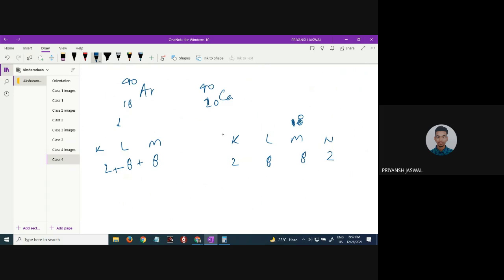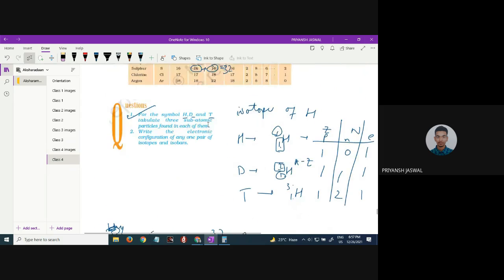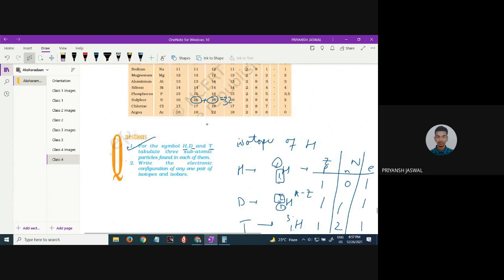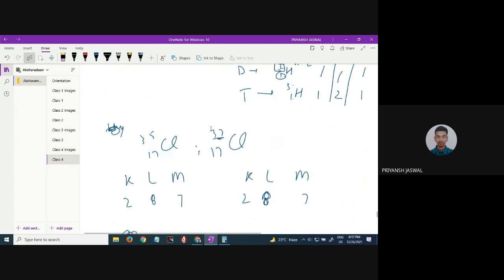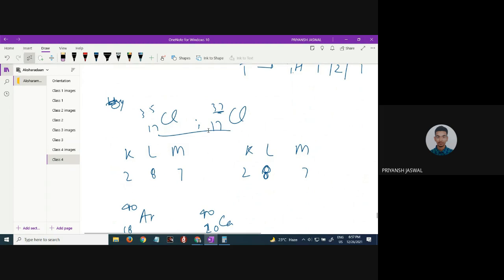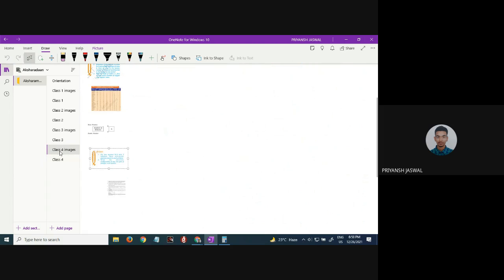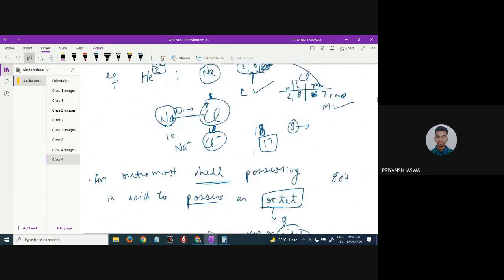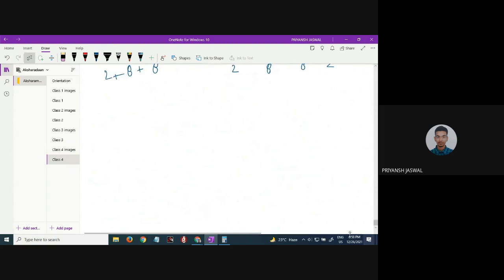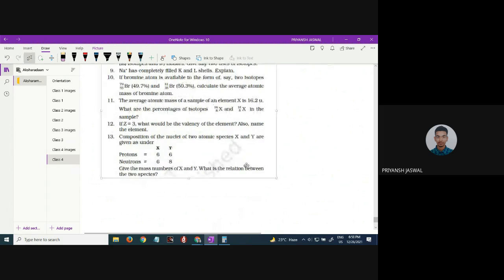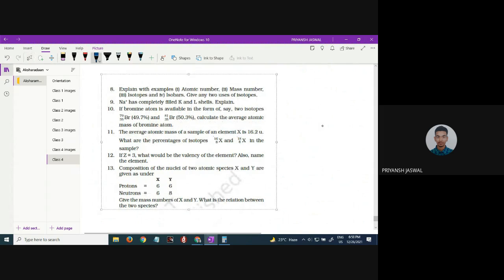So this is the electronic configuration. For isotopes and isobars, this is a pair of isotopes. This is a pair of isobars. These are some other questions.